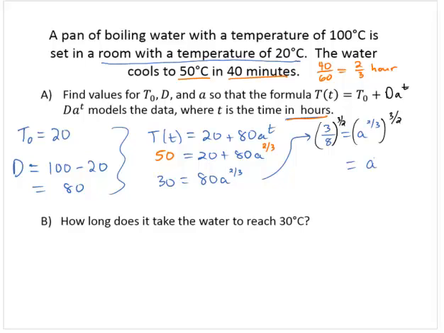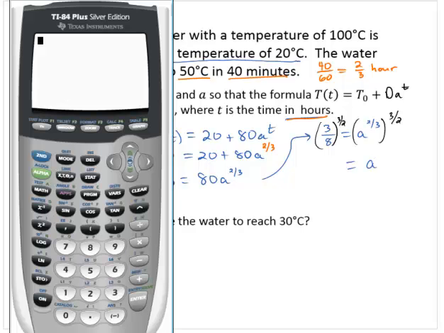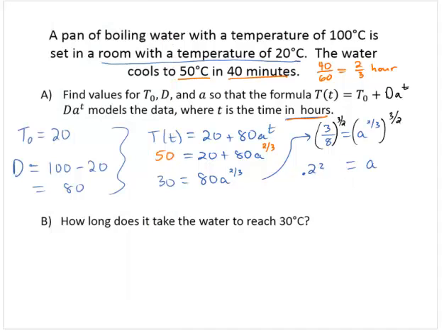Now on the left-hand side, I would have quantity 3/8 raised to the 3/2. And so let's approximate that. That would be, let's say, about 0.230. So then my model is T of t is 20 plus 80 times 0.230 to the t.